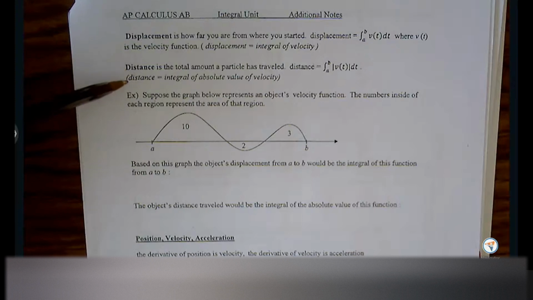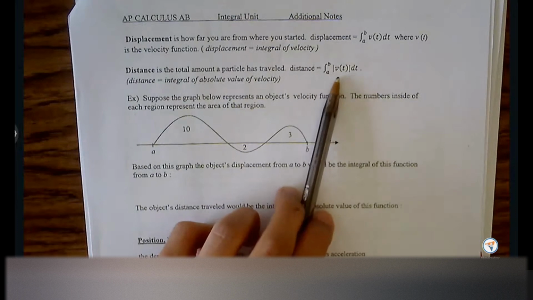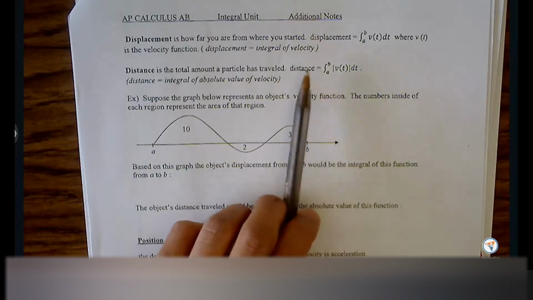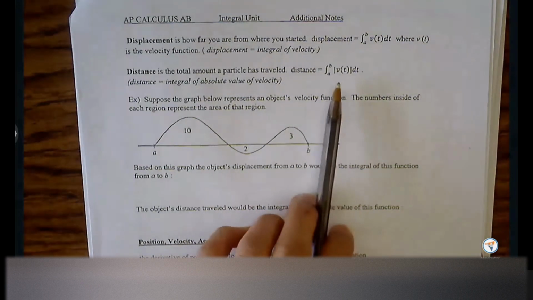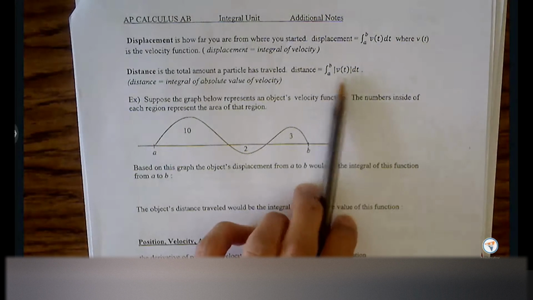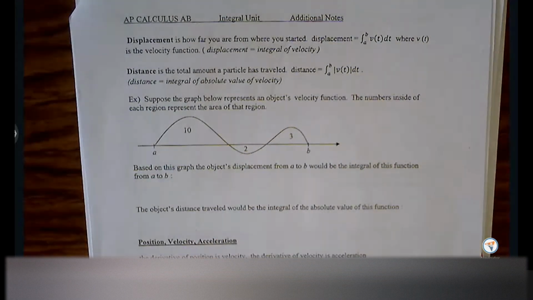Distance is the total amount a particle has traveled. So distance is the integral from a to b, but the difference here is that we have an absolute value around the velocity function. What we're doing here is treating every forward and backward motion as a positive value. It's important where you place the absolute value bar.